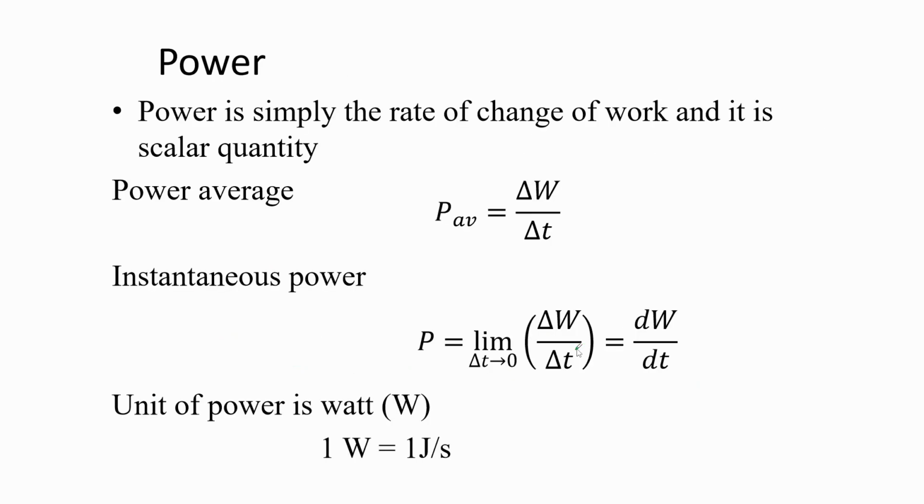Now, for power. Power is simply the rate of change of work, and it is a scalar quantity. Power, of course, is a scalar quantity, as is work. So, average power is change in work over change in time. Instantaneous power is the limit of the change in work over change in time as the change in time approaches zero, or simply the derivative of work with respect to time. The unit of power is the watt, which is 1 joule per second.